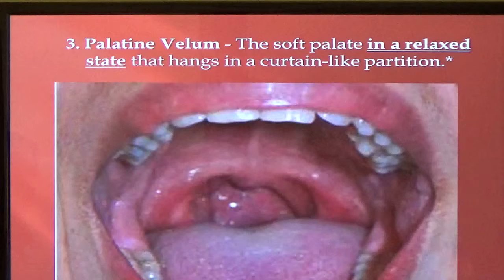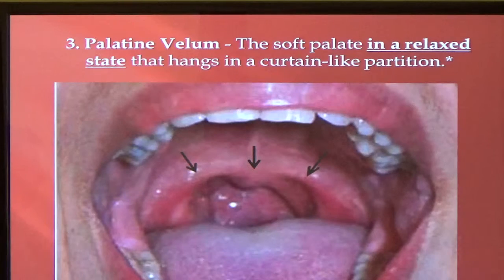Palatine velum, okay? The palatine velum is the soft palate in a relaxed state that hangs in a curtain-like partition. You guys want to pull out the back diagram, it kind of shows it. But anyway, it's this part right here. It's just like a drape or a curtain that drops from the soft palate. If you look in the mirror and you say ah, you'll see where the hard palate and the soft palate join. And when you do that, the soft palate goes up, it raises up. So there's just a little curtain drop right here from the hard palate to the soft palate.